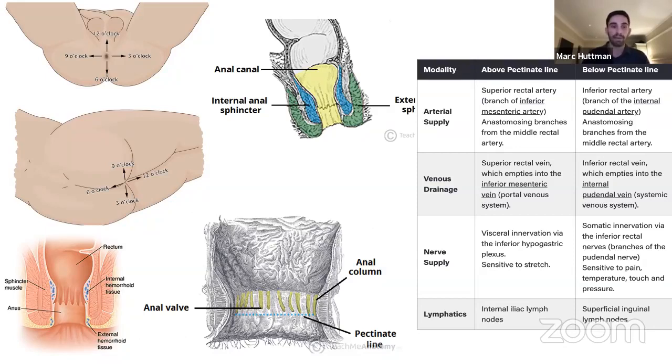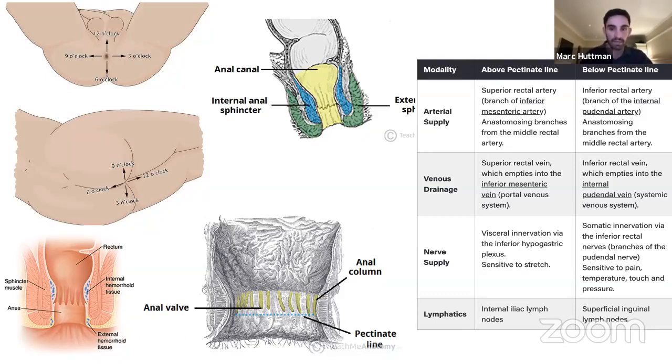But remember, when you're examining patients, they're usually in the left lateral position, which means you have to imagine them on their back and then change it back. Because if you're looking at them in the examination position, you might think 12 o'clock is towards their right glute, but it's not. It's still as if they're in the lithotomy position. So that's important to mention first.